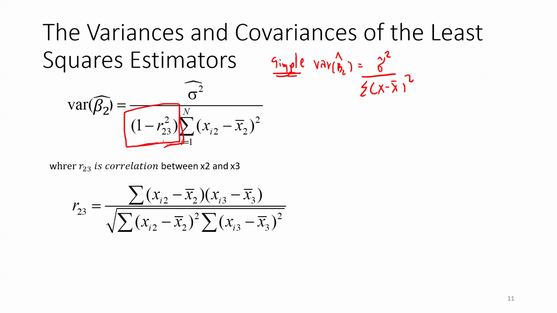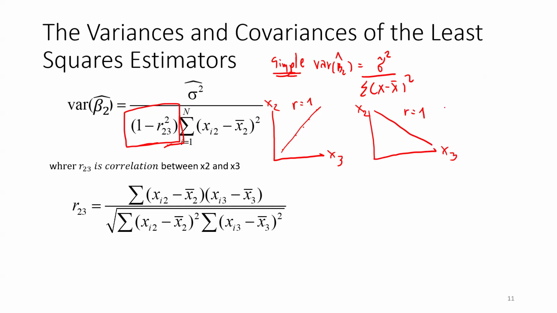We have this term in our formula, and I will show you. If your two data are like this, it means the correlation is 1. But if your data are like this, your correlation is minus 1.